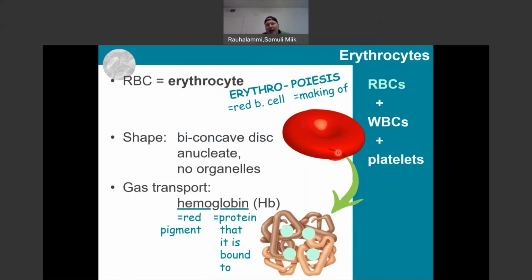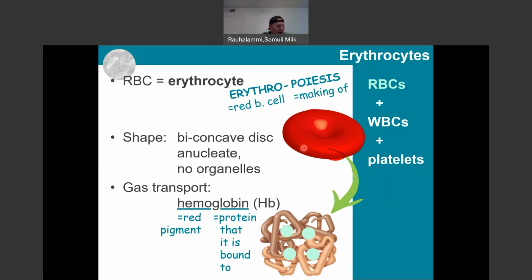If we look at the shape of the red blood cell, it's kind of this flattened disc, slightly indented from the middle. So the term biconcave disc refers to this, that it's a disc shape and it's concaving in on two sides. So it's biconcave. Red blood cells are anucleate, and they have no cell organelles. So no nucleus, no cell organelles.